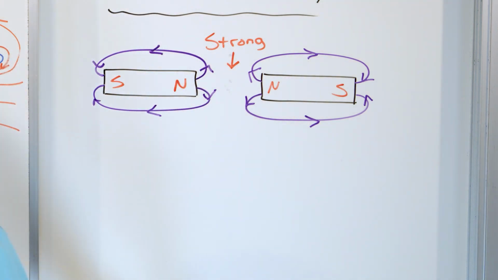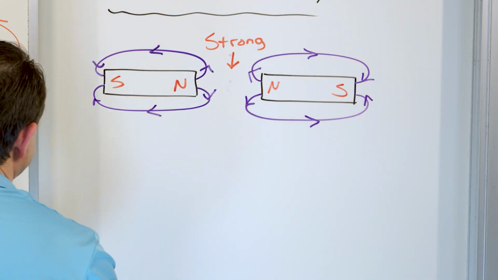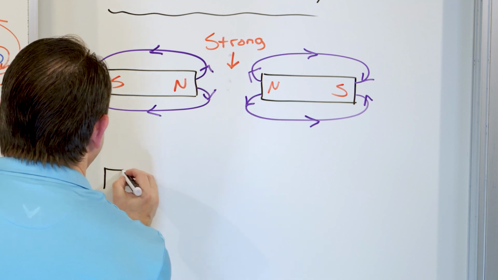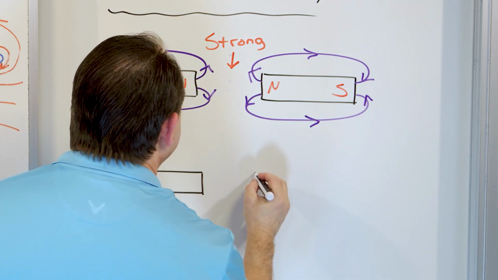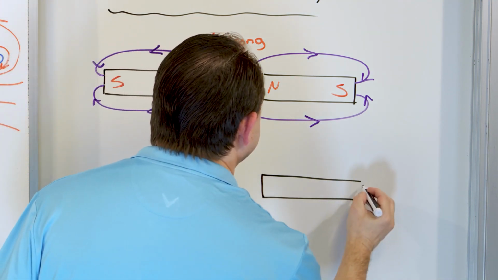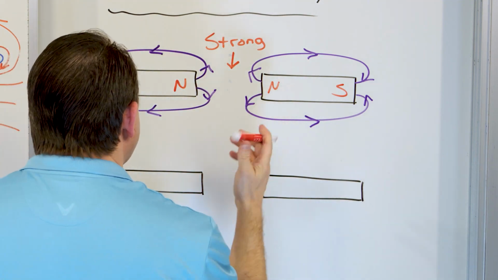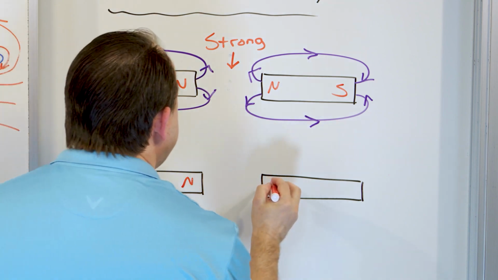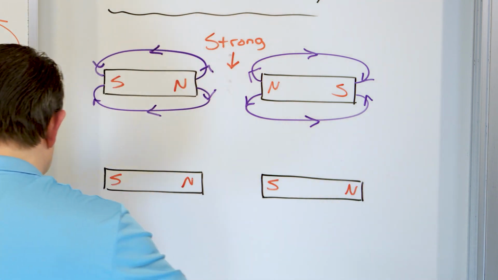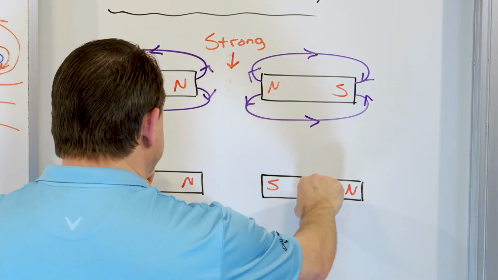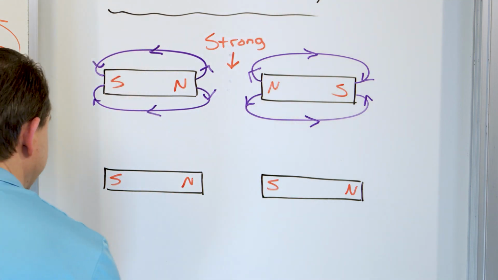Now, let us talk about the opposite situation. Let's talk about the situation where now I have two bar magnets. And instead of this, I put this as the North Pole here, and I put this as the South Pole here. You already know what's going to happen. Opposites attract, so they're going to come together. Let's see if we can understand it.